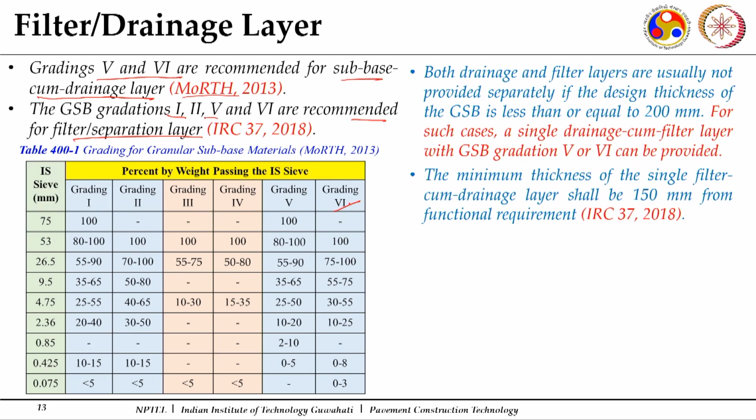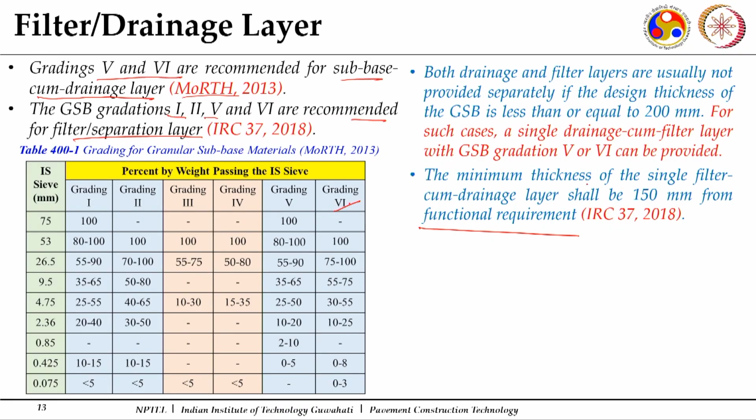And one important aspect it says: normally when your pavement crust is not thick enough, or you don't have that high amount of design traffic, and your total sub-base course thickness comes out to be 150 mm only, then you can't provide two layers, one acting as a filtration layer and the second acting as a drainage layer. So you have to come up with one single layer which has to serve both purposes of filter cum drainage layer. That is why it says the minimum thickness of the single filter cum drainage layer should be 150 mm for the functional requirement.